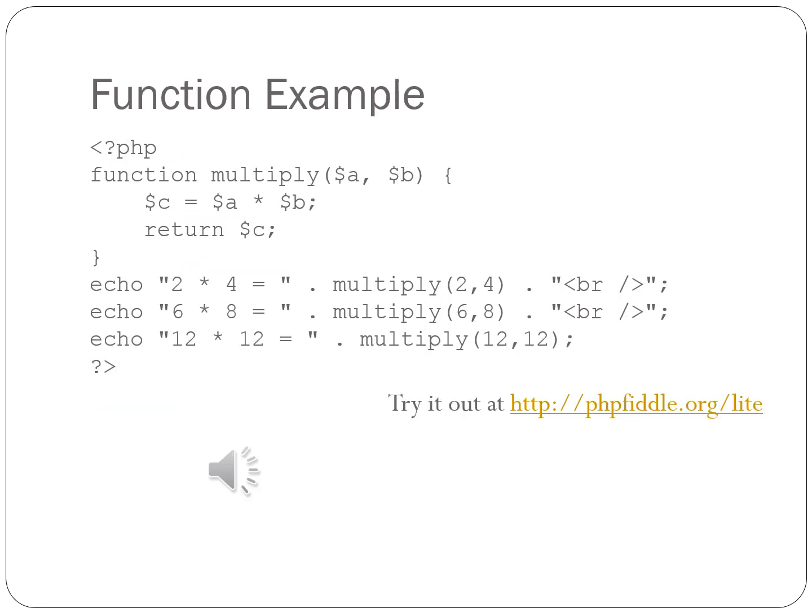Try out this PHP function example. Notice we call the function 3 different times with 3 different arguments. The $a and $b are the parameters. The values we pop into the parameters when we call the function are the arguments. For example, 12 and 12 in the third function call.